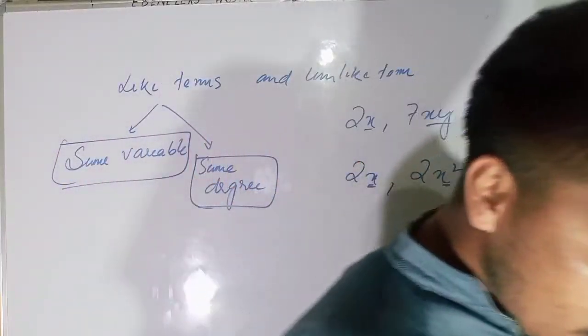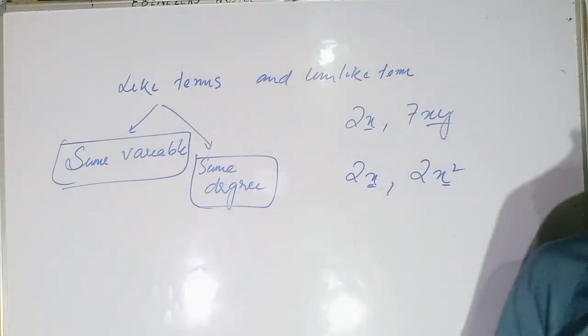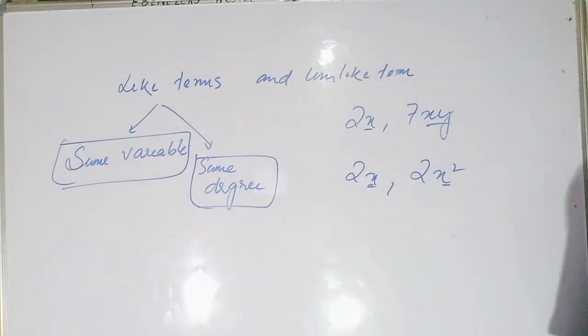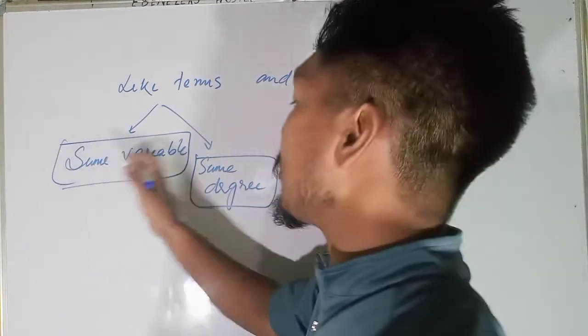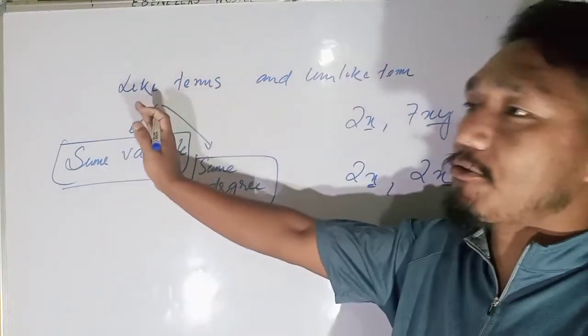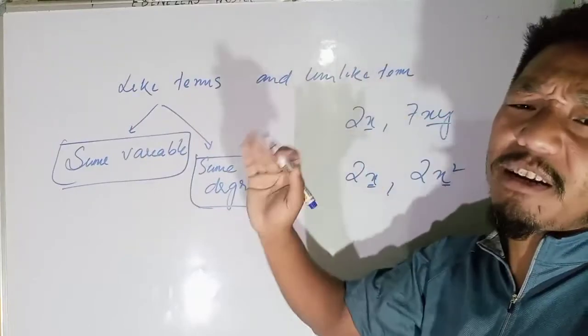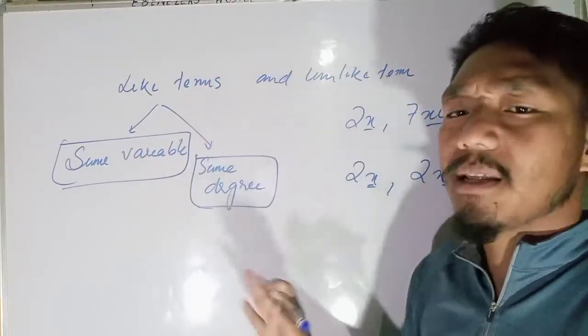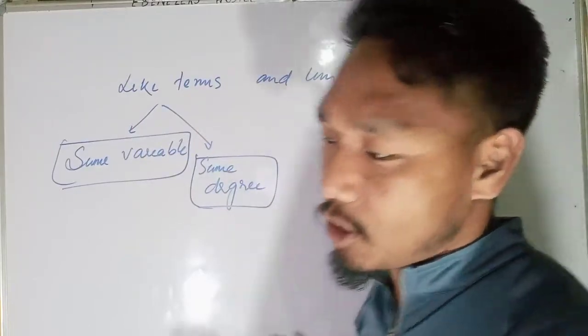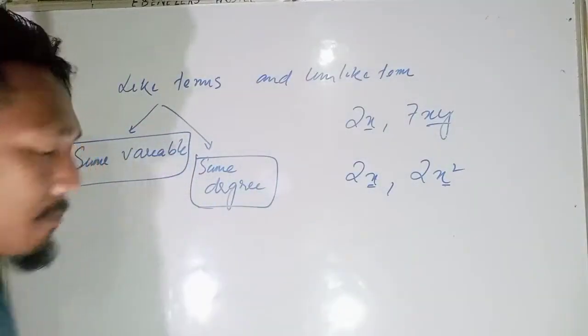So what are like terms? If the terms have the same degrees and the same variable, that is what we call like terms. If the terms have different degrees and different variables, that is what we call unlike terms.